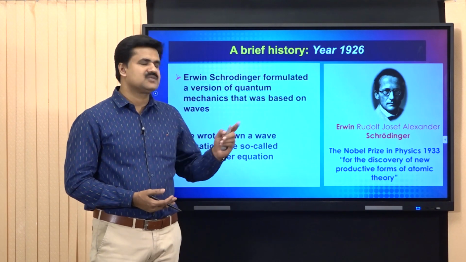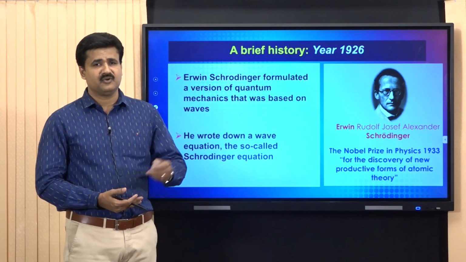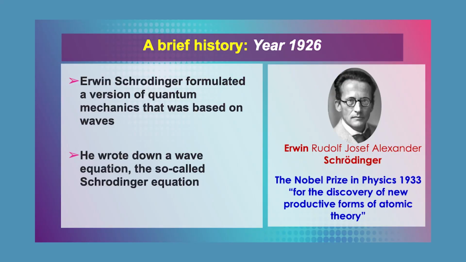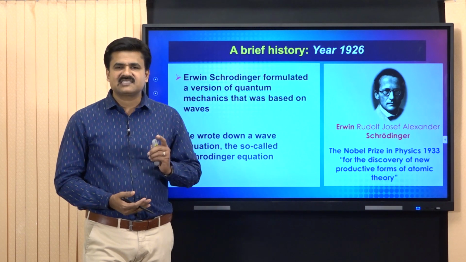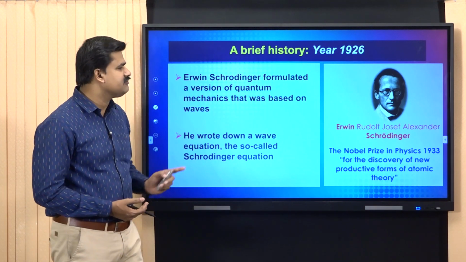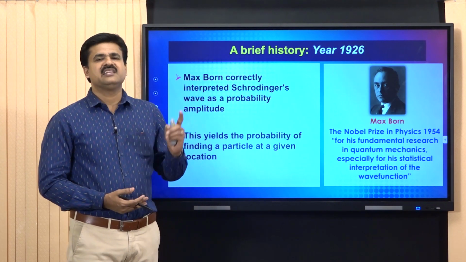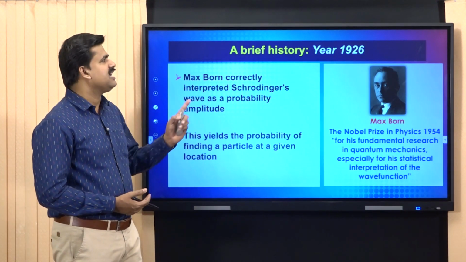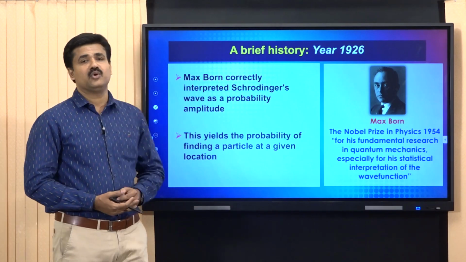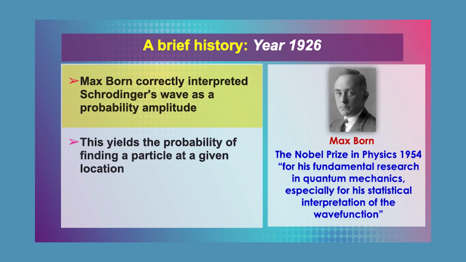Erwin Rudolf Joseph Alexander Schrödinger is his full name. He also won the Nobel Prize for Physics in the year 1933 for the discovery of new productive forms of atomic theory. Later, in the same year 1926, Max Born correctly interpreted Schrödinger's wave as a probability amplitude.